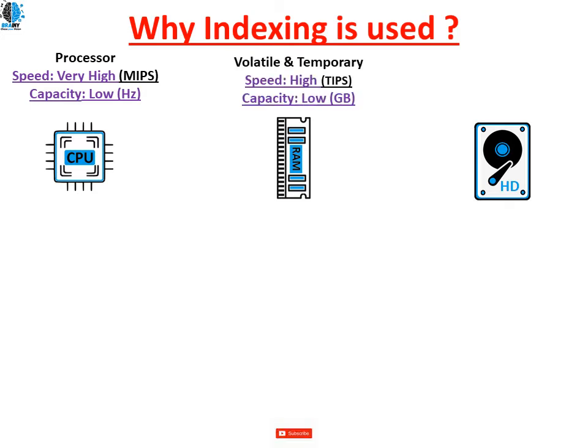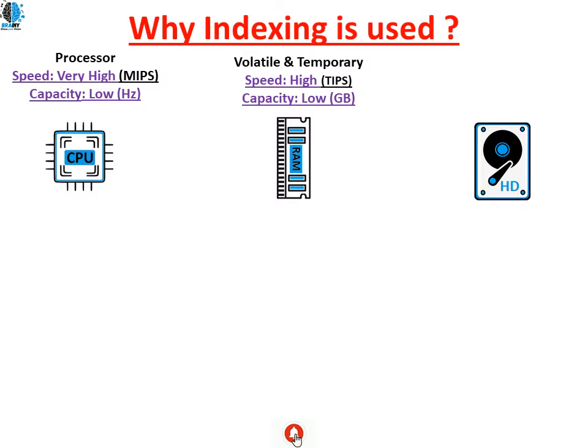Next we have RAM. RAM is volatile in nature and temporary. Why is it volatile? Because as long as we supply power, the data remains in the RAM. The moment we stop the power supply, the data is erased from the RAM. To have the data in RAM, we should supply electricity to the computer system. The speed of RAM is measured in terms of 1000 instructions per second, so the speed is high.